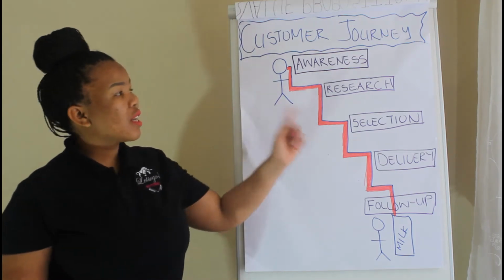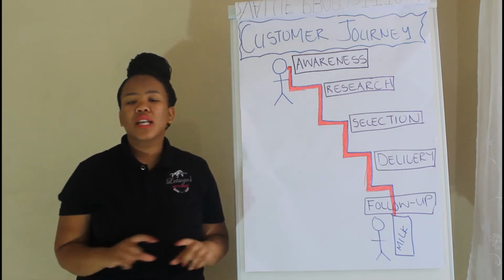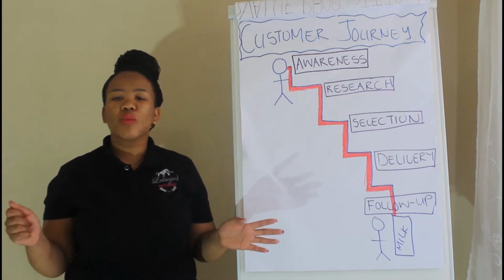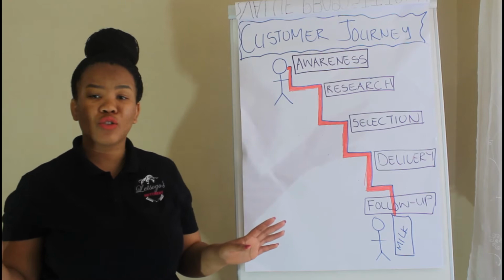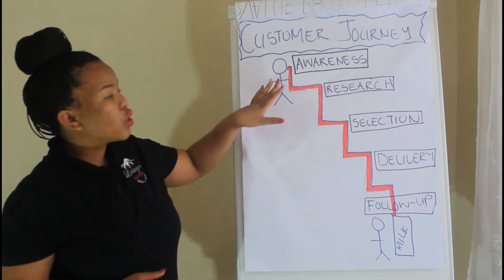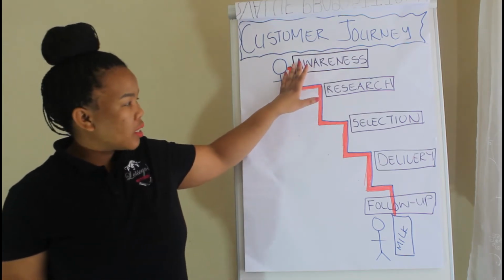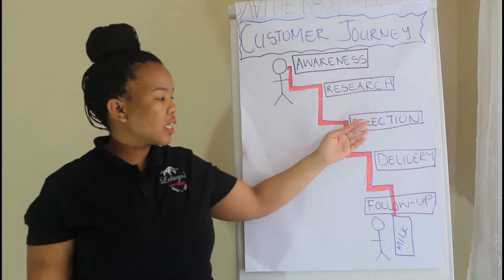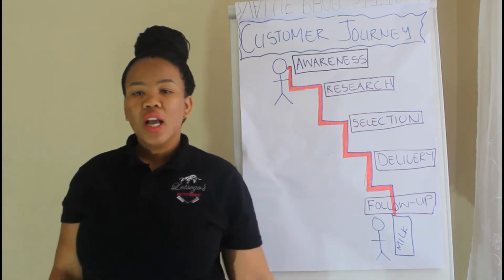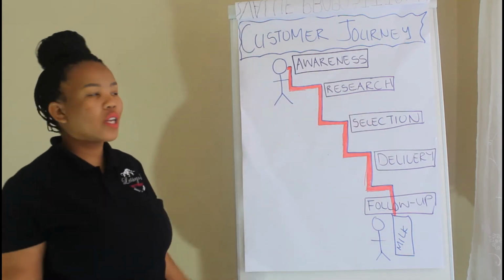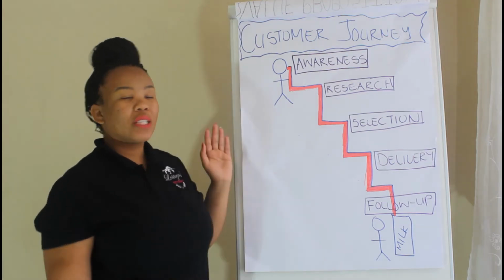So what customer journey is, it's the activities that a customer goes through before they actually get to a point of buying your product or service, right? So it's got different stages. It's got awareness stage, research stage, selection stage, delivery stage, and follow-up stage. I'm going to make an example just to make sure that I explain this in a better way.